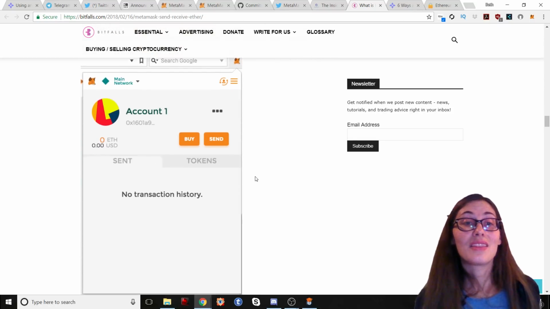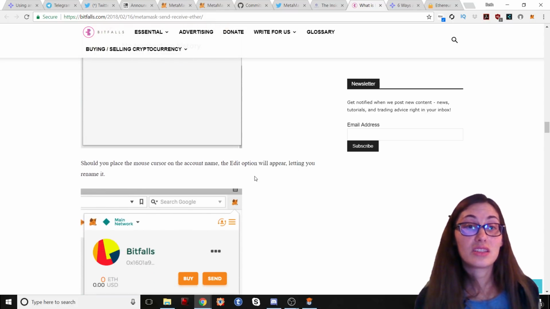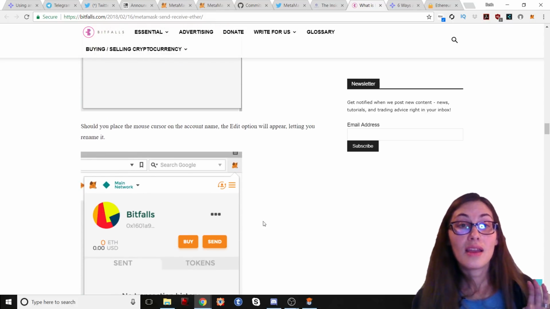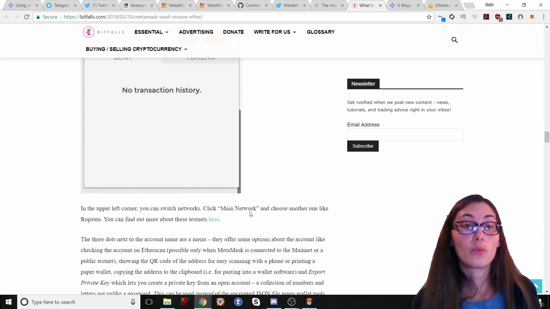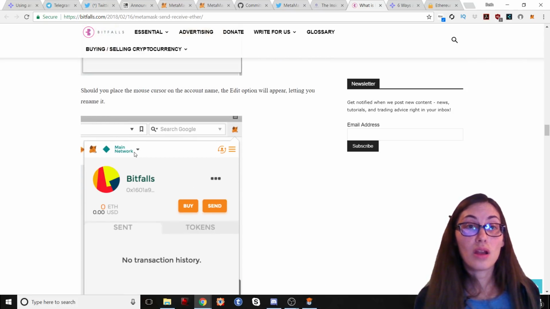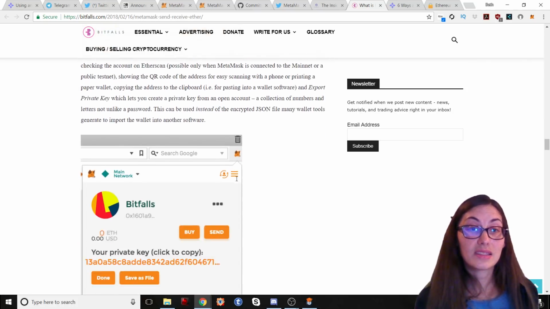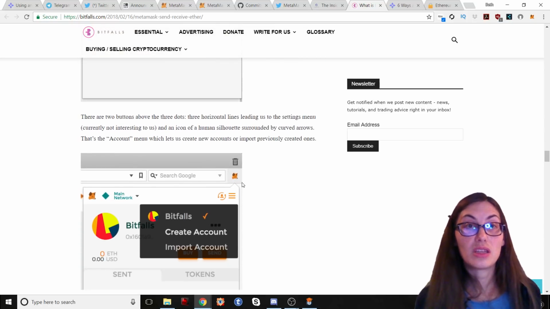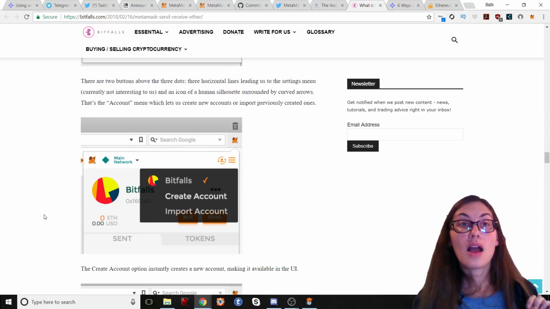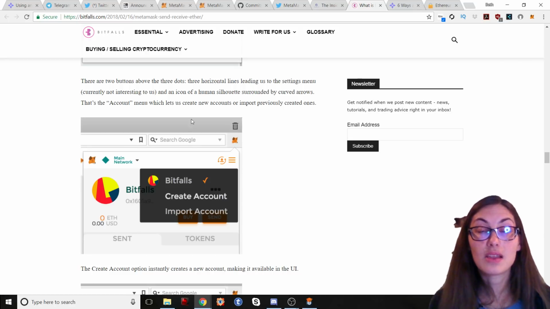And then it does show you how to change around your accounts, shows you how to change whether you want to be on the main net or in a test net. And it's a lot of valuable information here in this article. So I will link this also. That's on bitfalls.com.